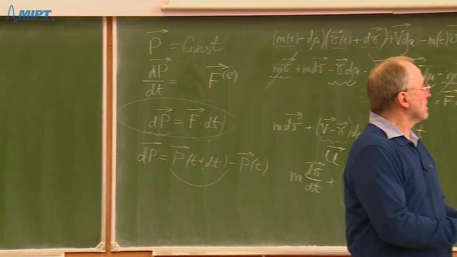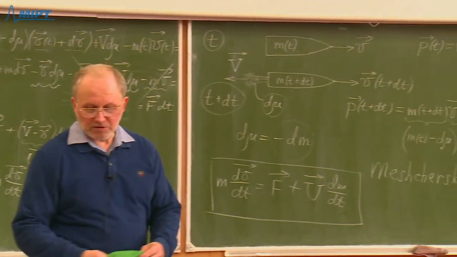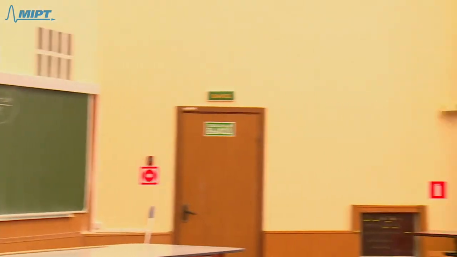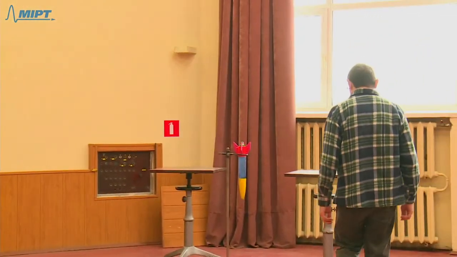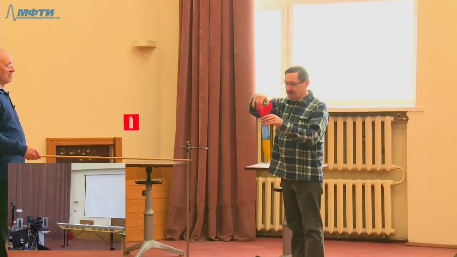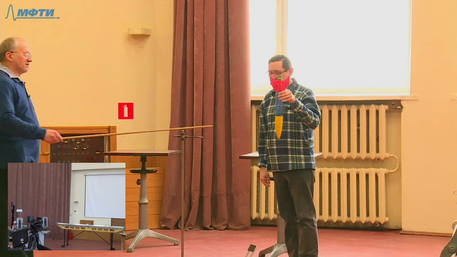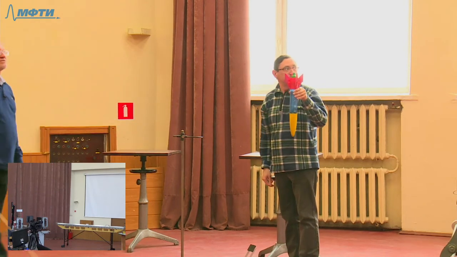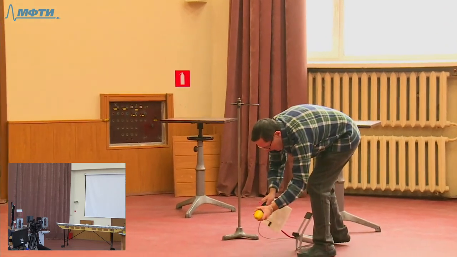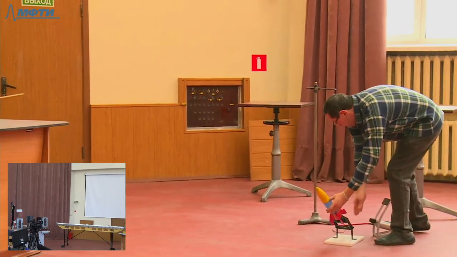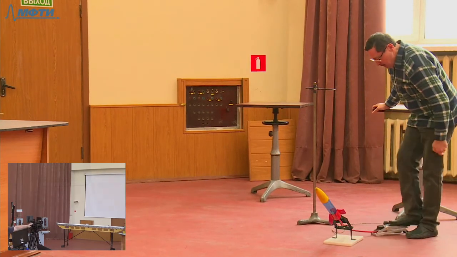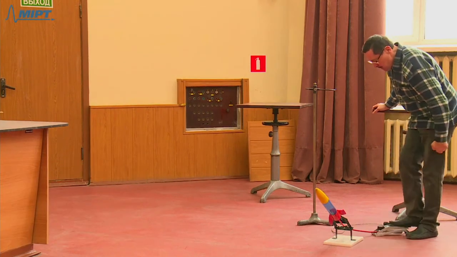And now we will show you a simple demonstration of how the rocket flies. We have a small toy rocket here. The rocket is filled with water. There will be no burning gases. Yes, here you can see the rocket is filled with water. And in order to throw this water away, we will pump the rocket body with compressed air.